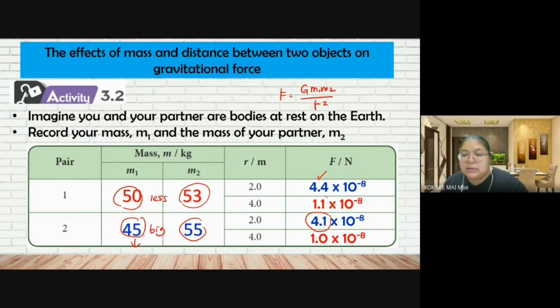The distance is the same already. When you go further, the gravitational force will be less. So from here, the conclusion I get is, when the mass increases, your gravitational force will increase. When the R goes further, then the gravitational force will become less. So this is the conclusion we get when you try to do the calculations.